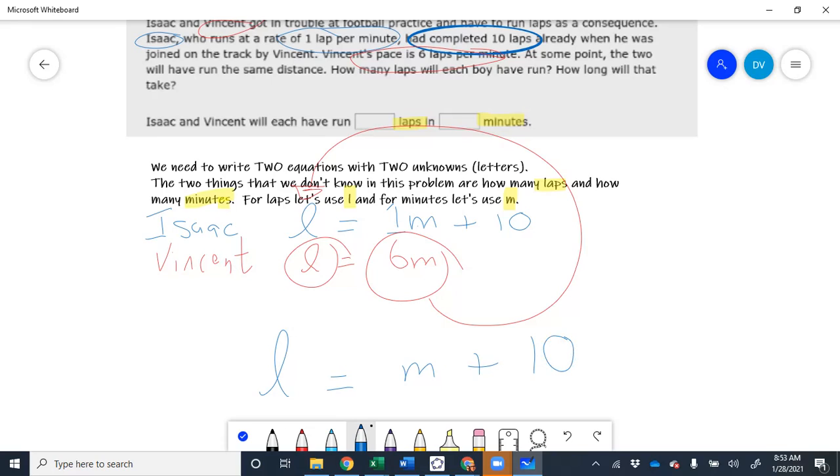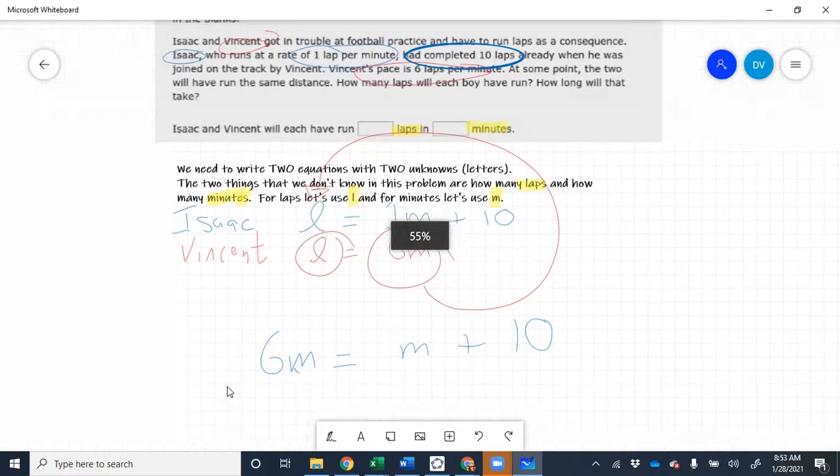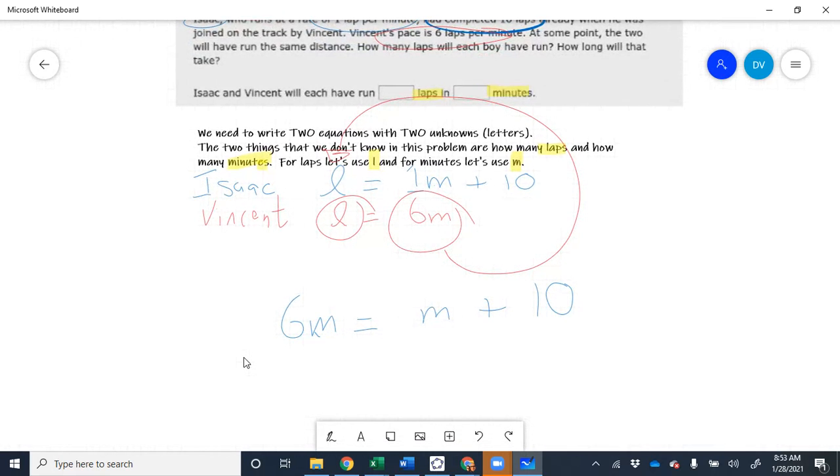But now I'm going to substitute. I'm going to erase and replace. I'm going to erase that L and replace it with 6m. I'll just stick with blue though, 6m. Okay, I substituted or replaced the 6m in place of the L.